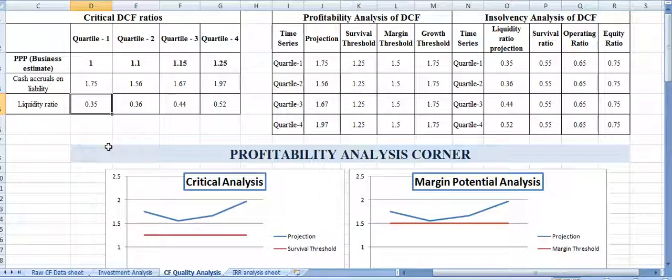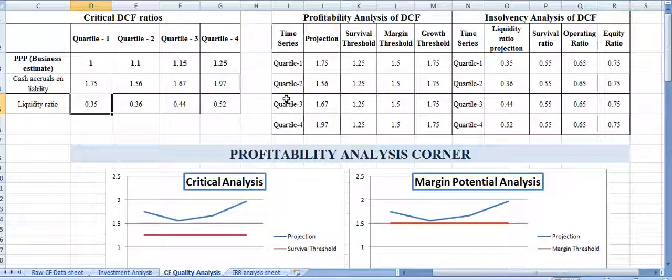We look at how liquid your flow system is, your fund flow ecosystem is, and we have evaluated that the valuation is 0.35, 0.36, 0.44, and so on, 1.52 in the fourth quarter in this analysis for the polymer industry. So these are in effect the critical discounted cash flow ratios.